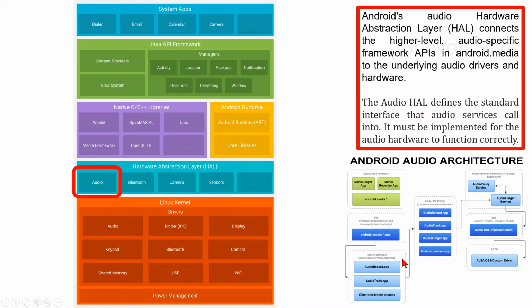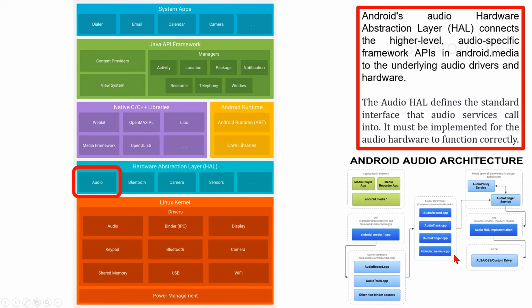And here we go to the media framework. Sorry, this is the native framework. The native framework is defined in frameworks/av/media/libmedia, and provides a native equivalent to the android.media package. The native framework calls the binder IPC proxies to obtain access to audio specific services of the media server.